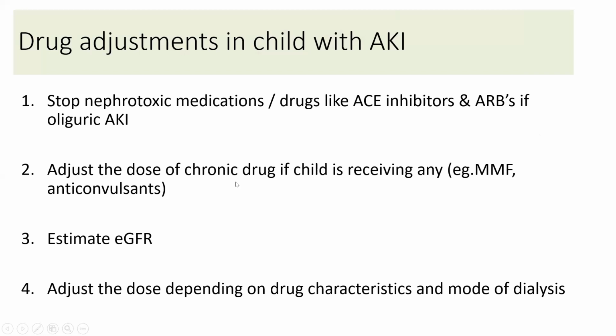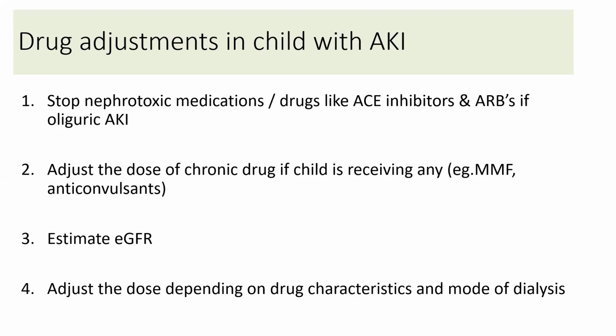Then adjust the dose of any chronic drug if the child is receiving according to the GFR. Drugs like immunosuppression if the child is receiving MMF, or any anticonvulsant if the child is a case of seizure disorder. Then you would estimate eGFR, and depending upon that, you will adjust the dose based on the GFR, based on the drug characteristic and any mode of dialysis which you are going to use.